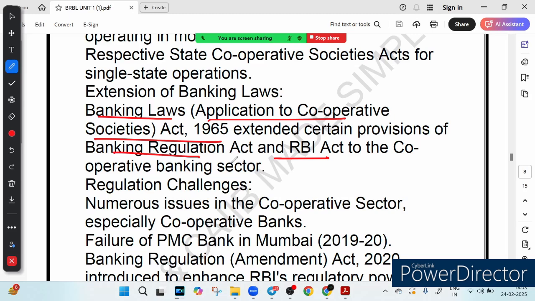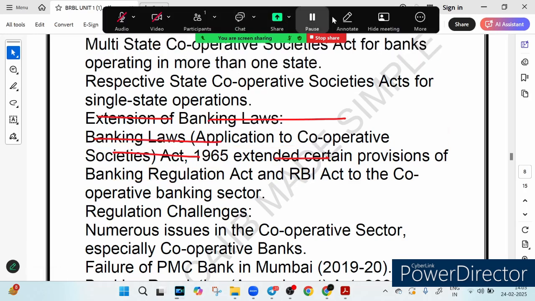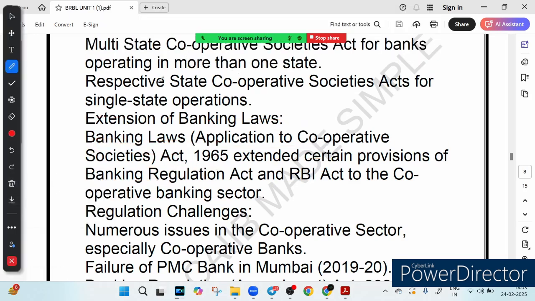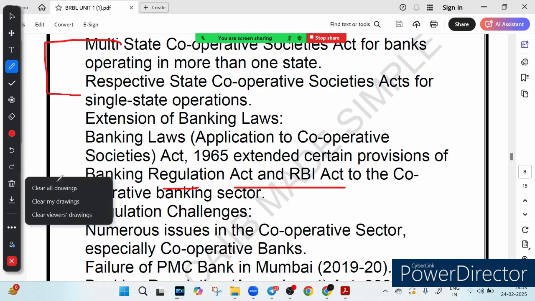So we can't say that only these acts, like the Multi-State Cooperative Society Act and so on, are applicable to cooperative banks. But in addition to that, the RBI Act and Banking Regulation Act are also applicable to a cooperative bank as per this Banking Laws Act 1965. So that is called extension of the banking law.